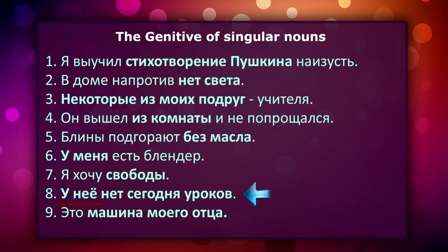And there is the second interesting thing here. Нет сегодня уроков. So it's a negation, нет, and after it we also use a noun in the genitive case, уроков. But in between we have an adverbial modifier сегодня. As you know, the word order in Russian is not as strict as in English, and that's why we can say у нее нет уроков сегодня. So both variants are possible.